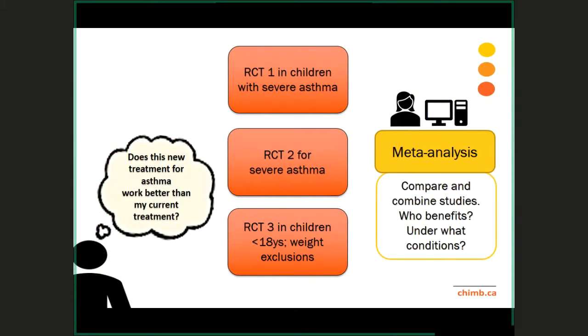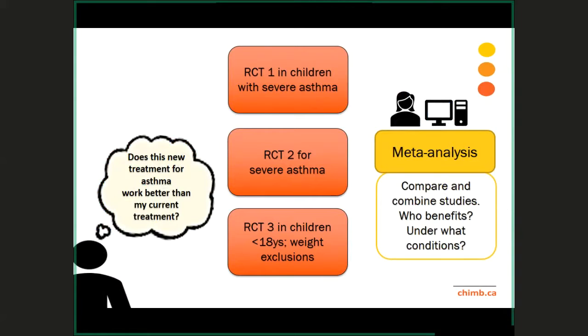So this is just a very quick example to frame why this is important from a patient perspective. Say a person has a question about asthma: does this new treatment work better than my current treatment? So the systematic reviewer goes to the computer and asks, what RCTs have been done on this new treatment? In this case, we find 3 studies. One is a study with children with severe asthma, another is a study in severe asthma where it's not necessarily clear what the population is, and a third is a study in children, but excluding children over a certain BMI. Again, this is a hypothetical example.